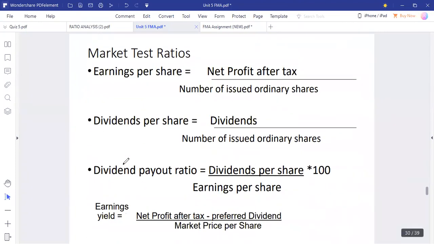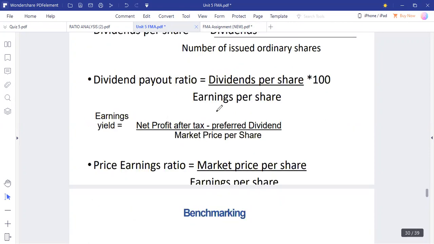We also have market ratios like EPS, dividend per share, dividend payout ratio, and earnings yield. These are very important to the shareholders, who are the external users of financial accounting information. And we also have the price earning ratio, which is simply the market price per share over the earning per share.